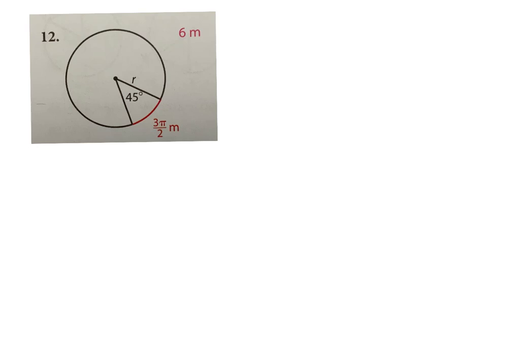First of all, let's talk about what the formula is here. If I am finding the arc length, then that formula is going to be the angle measure over 360 times 2 pi r. Okay? So they've given me the arc length, which is 3 pi over 2, and I'm going to write that 3/2 pi. It just makes it easier when I start manipulating these fractions. 3/2 pi is the same thing as 3 pi over 2. Equals, they gave me the angle measure, which is 45 over 360 times 2 pi r.